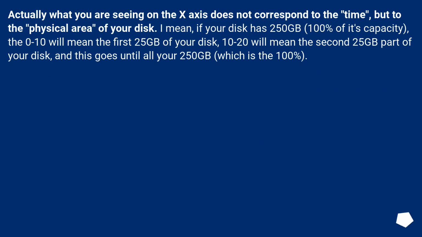Actually, what you are seeing on the x-axis does not correspond to the time, but to the physical area of your disk. I mean, if your disk has 250 GB, 100% of its capacity, the 0 to 10 will mean the first 25 GB of your disk, 10 to 20 will mean the second 25 GB part of your disk, and this goes until all your 250 GB, which is the 100%.